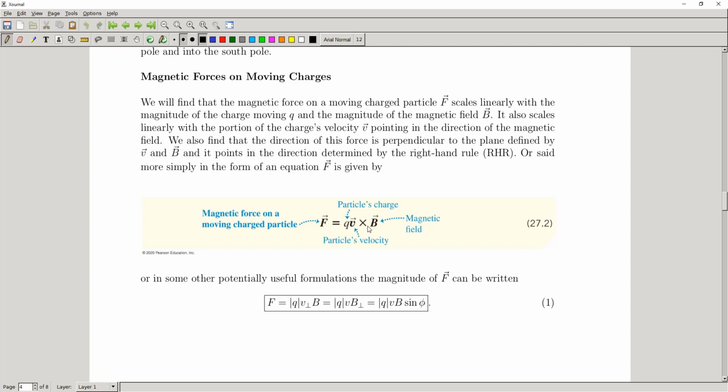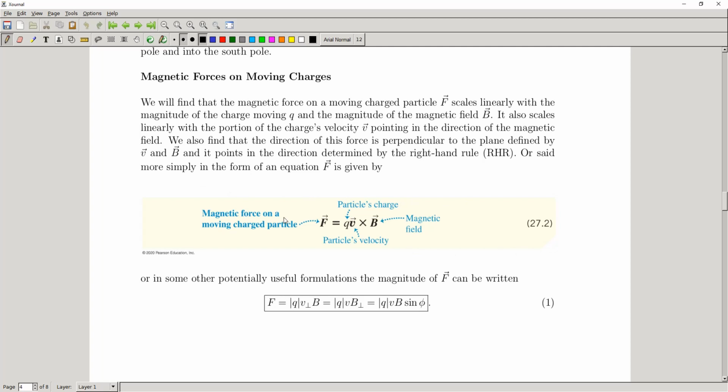You can draw a plane through both of them, and then we're going to find that F, our force that's experienced by this particle with velocity V traveling through magnetic field B, is going to be perpendicular to this plane. So that's quite a mouthful there, but we're going to see how that all plays out in the diagrams below. This is the formula that we definitely want to have in our minds here.